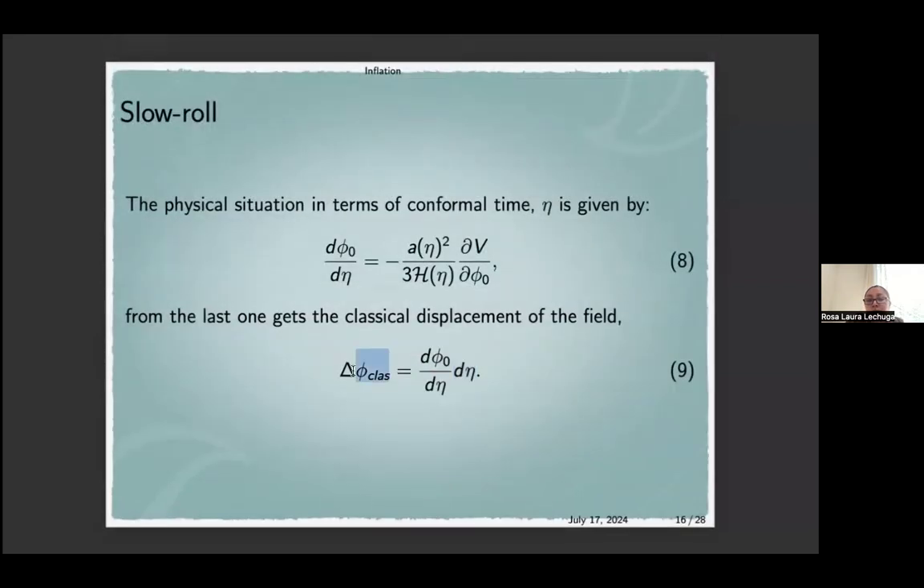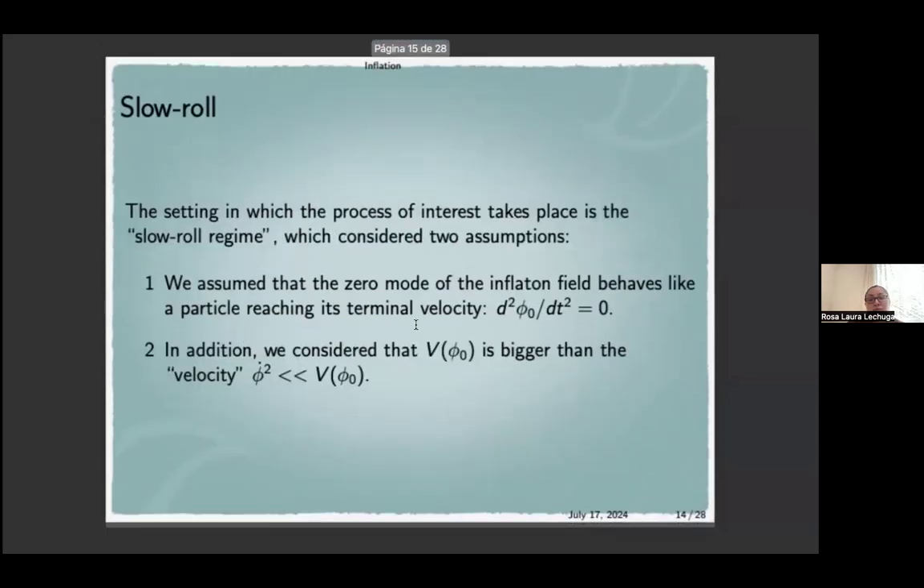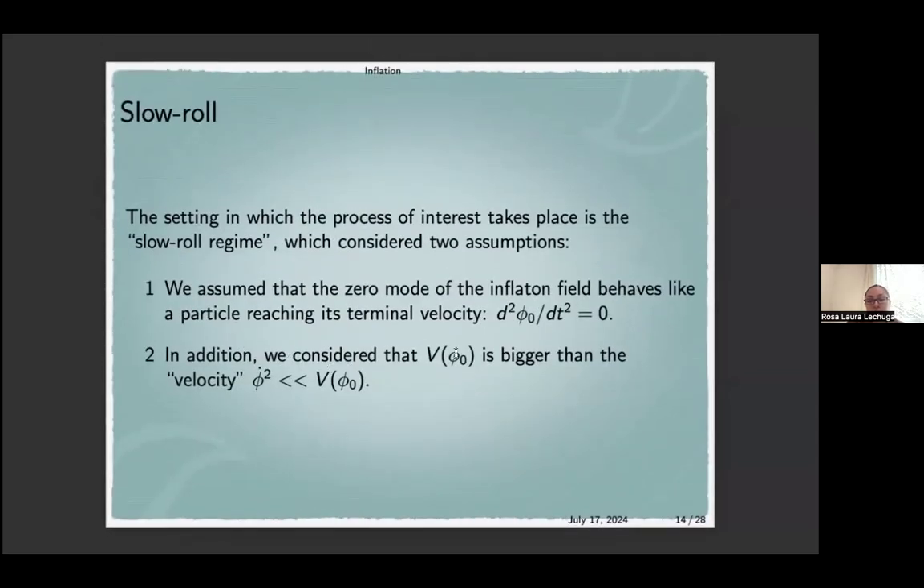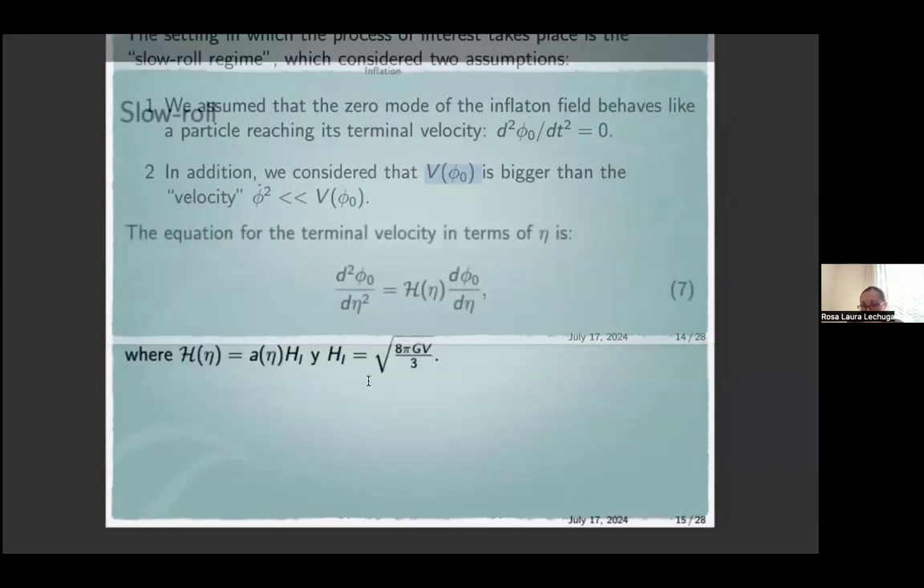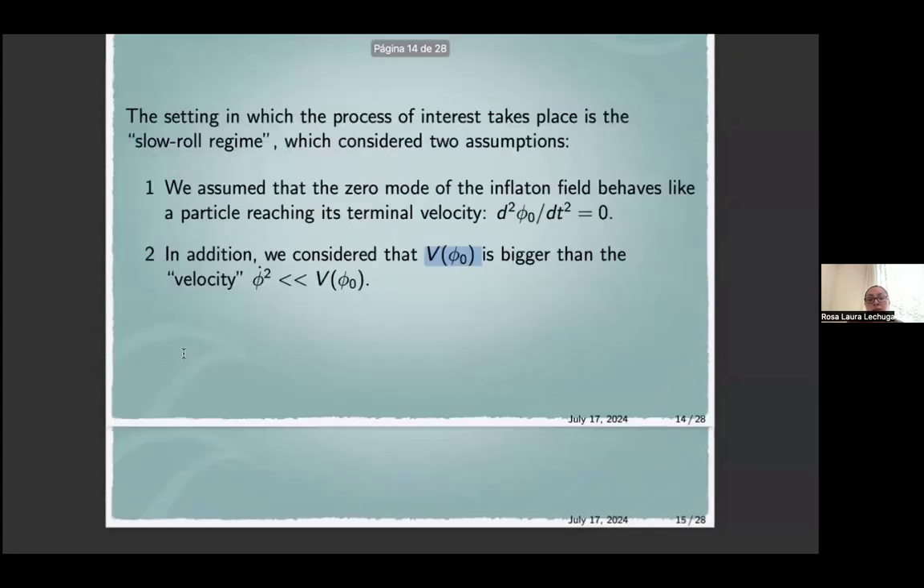Is this right? This is the classical displacement. I use this symbol to represent the classical displacement, and it is right in terms of the equation in which we take the terminal velocity approximation. Okay. The second approximation that we took is the fact that also in the beginning the potential is bigger compared with the velocity terms. So it allows us to work with this equation.